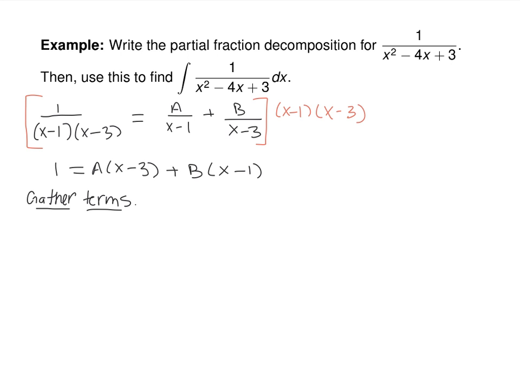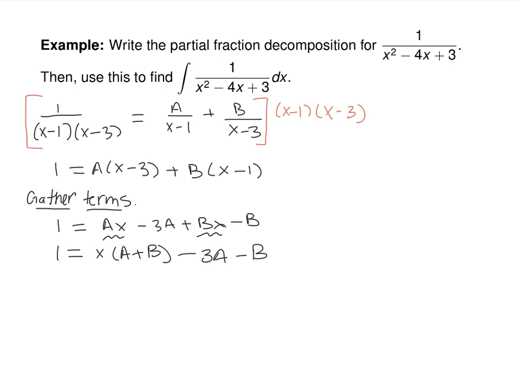So to gather terms, first start by distributing the a and the b, and you get 1 equals ax minus 3a plus bx minus b. And then group the x's together and take out the greatest common factor. So the x terms are ax plus bx. That's x times a plus b. And then minus 3a minus b.